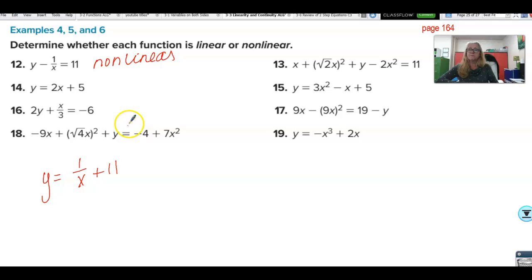So it's nonlinear. This one is a beautiful example of a linear equation. First of all, it's in y equals mx plus b form, and both the x and the y are to the positive 1 power. That's linear.